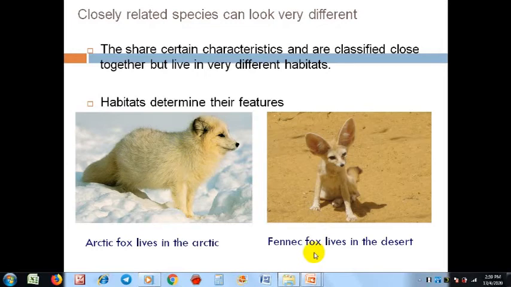Okay, the Fennec fox, on the other hand, lives in the desert. So they have quite thin fur compared to the Arctic fox. However, their ears are quite long, meaning large, compared to the Arctic fox. Why? Because it is to radiate heat. Living in the desert is quite hot, so they have to radiate heat so that they can survive. Okay, moving on.